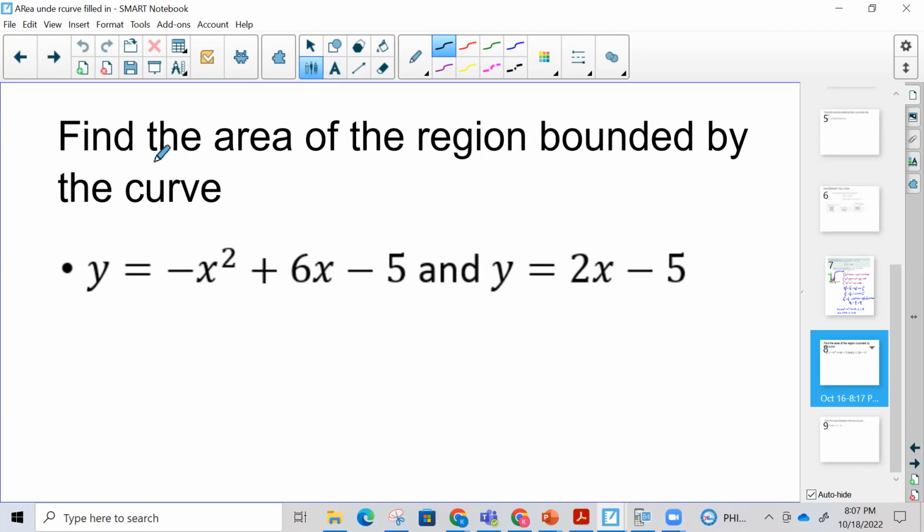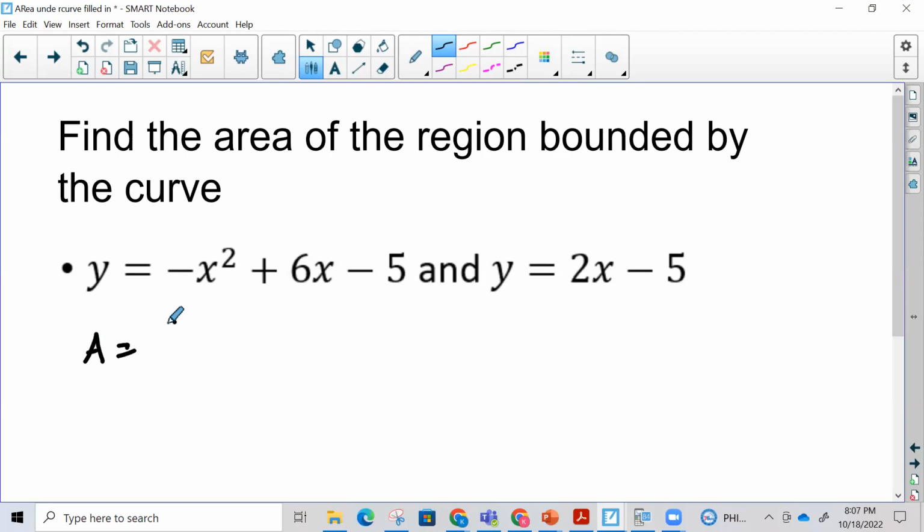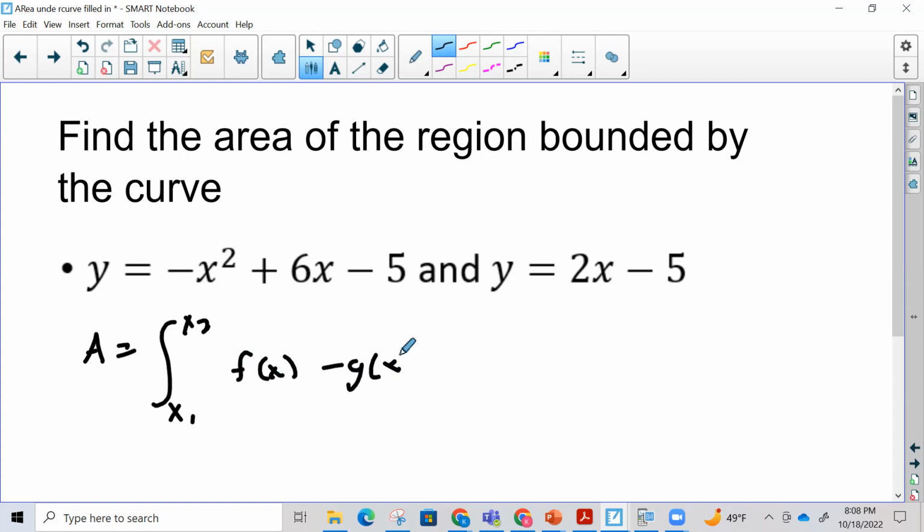So this question says, find the area of the region bounded by the curves y equals negative x squared plus 6x minus 5 and y equals 2x minus 5. So when we're finding the area between two curves, we find the integral from x1 to x2. These are where the two curves intersect. And then we do f of x minus g of x dx.